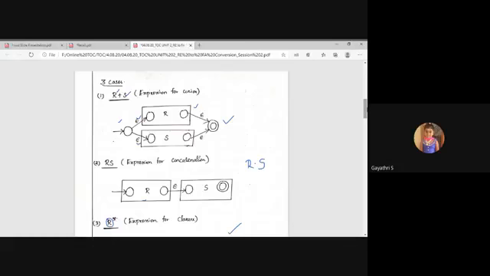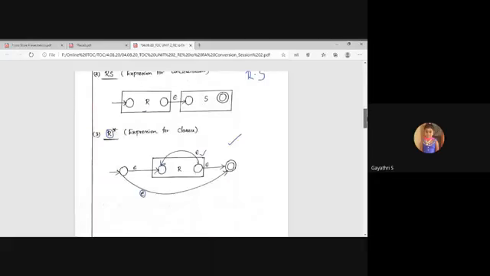The second one is concatenation, R concatenated with S. Starting with R, then one more transition on epsilon, then connecting with S. Next, the expression for closure. Starting and ending with epsilon, in between a backtracking with closure, then a direct connection from the starting state to the final state. So this is the case for epsilon closure.